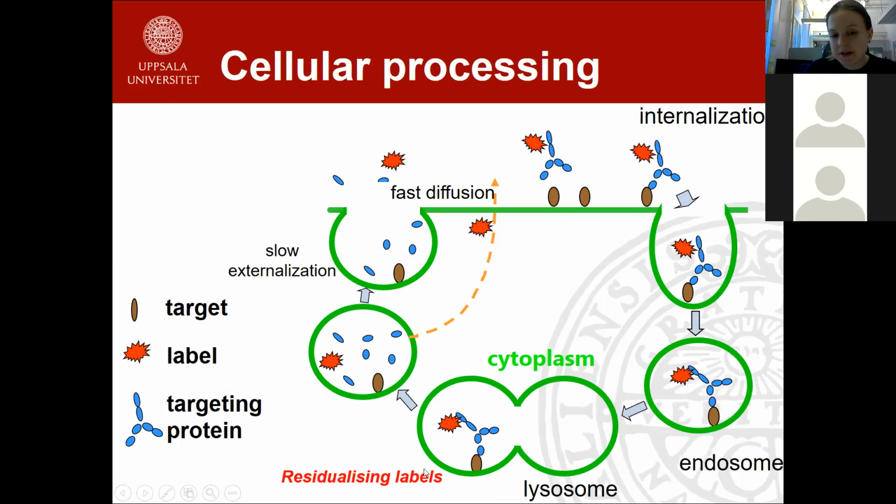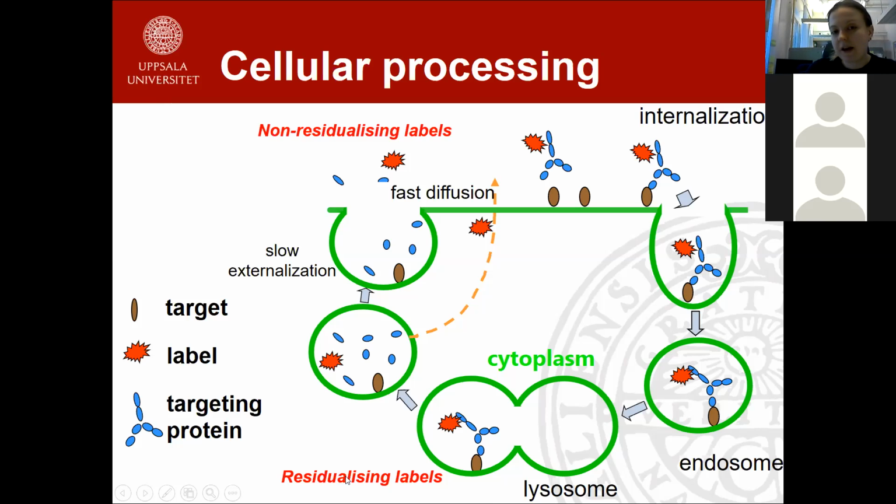So the labels that stay inside the cell are not able to go through the cellular membranes, because cellular membranes are made of phospholipids, so they are lipophilic. But radiometals and chelators usually have hydrophilic complexes, or they are polar. They are not able to diffuse outside of the cell. That's why they're called residualizing labels.